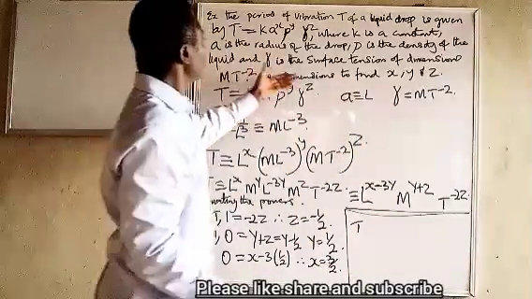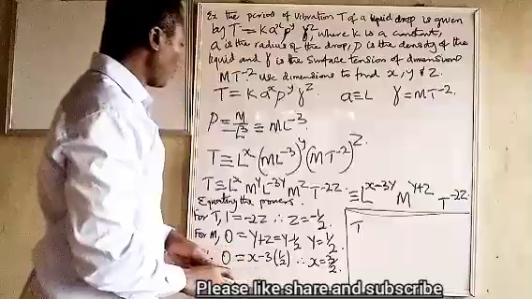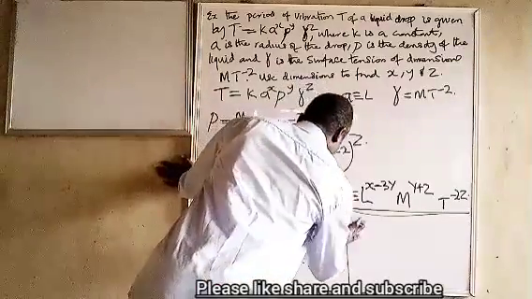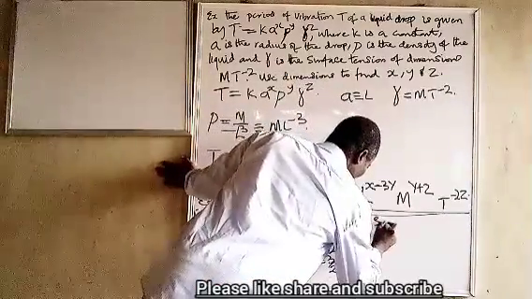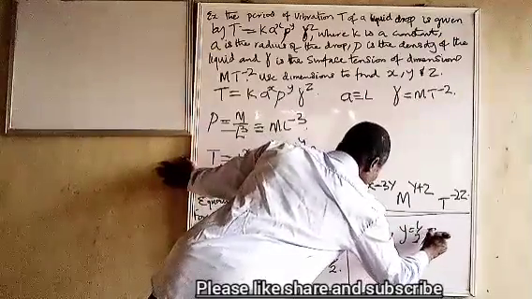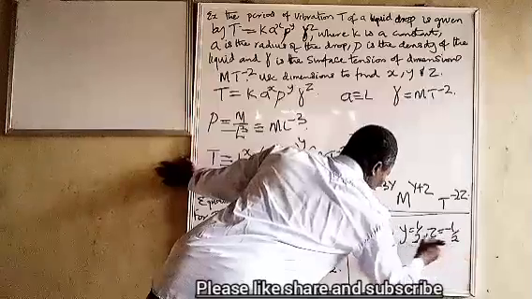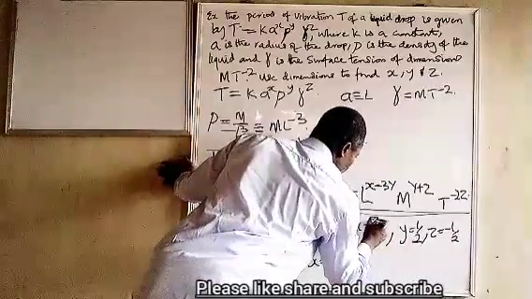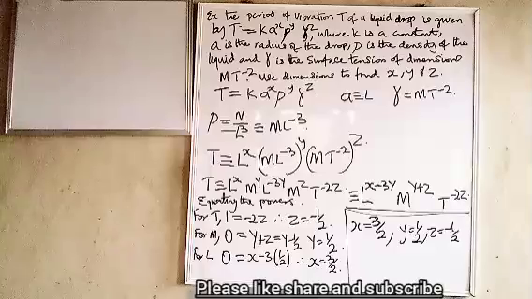Okay. So we have to find x, y, and z. So let's look at it. X equals 3 over 2, y equals half, and z equals minus half. So that's where we have to stop.